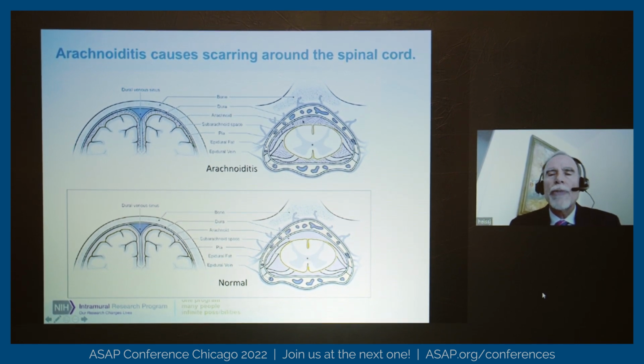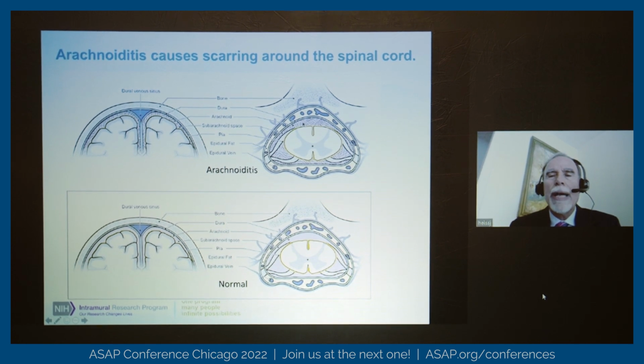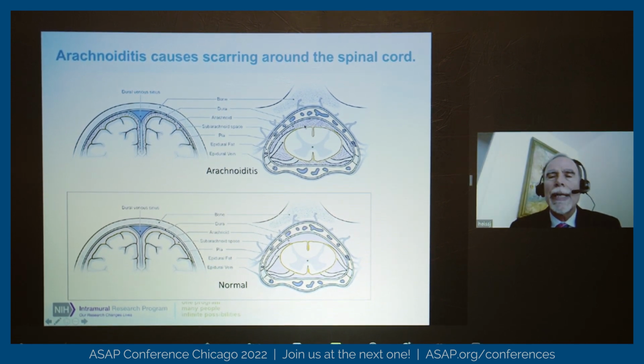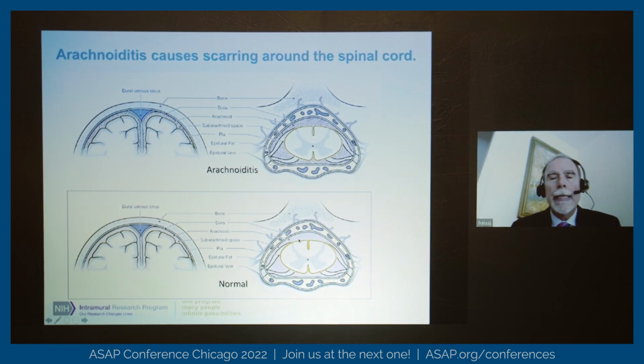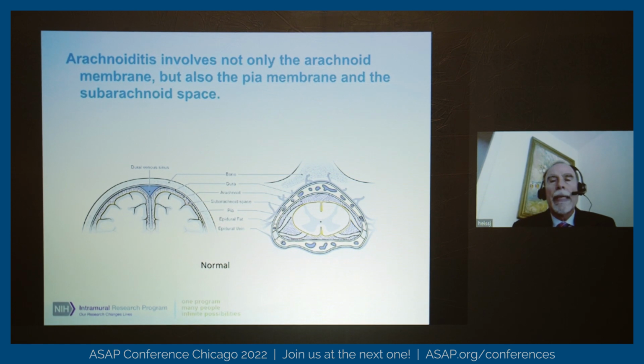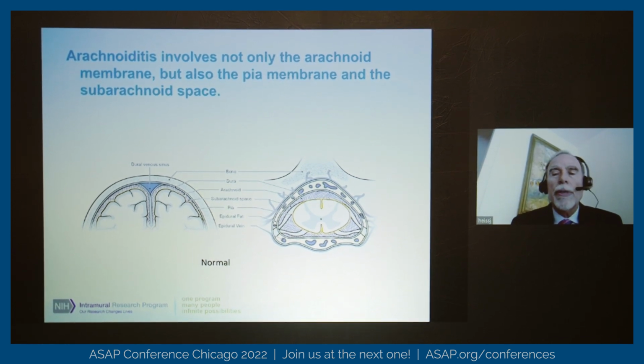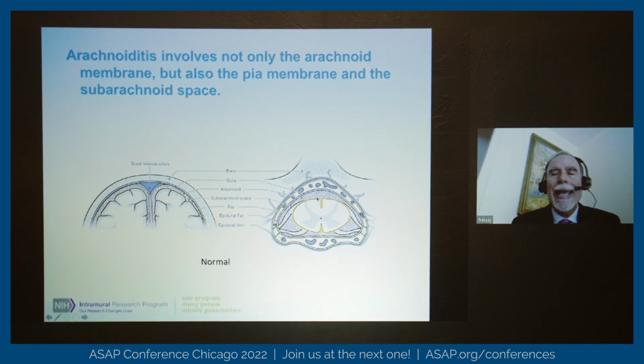If it gets more severe, then it affects the subarachnoid space, and if it gets most severe, then it affects also the pia, and it bridges across that space. The normal situation is you have a clear subarachnoid space here. So even though it's called arachnoiditis, the severe form affects the subarachnoid space and the pia membrane, which is the membrane that rests on the spinal cord.